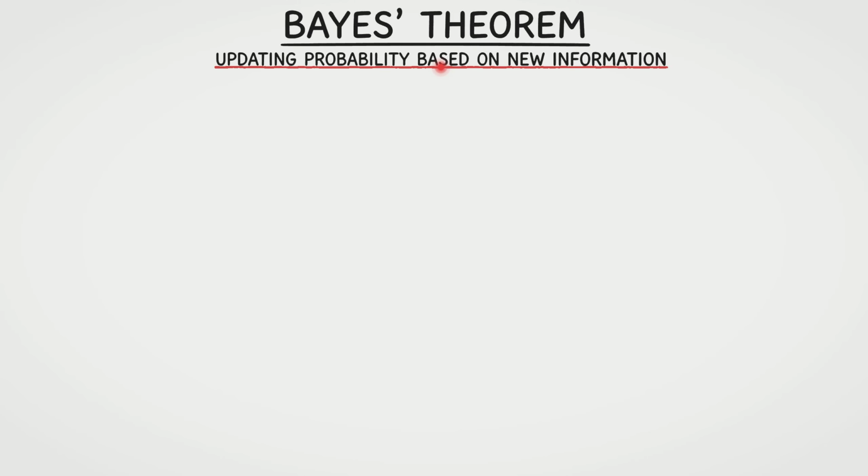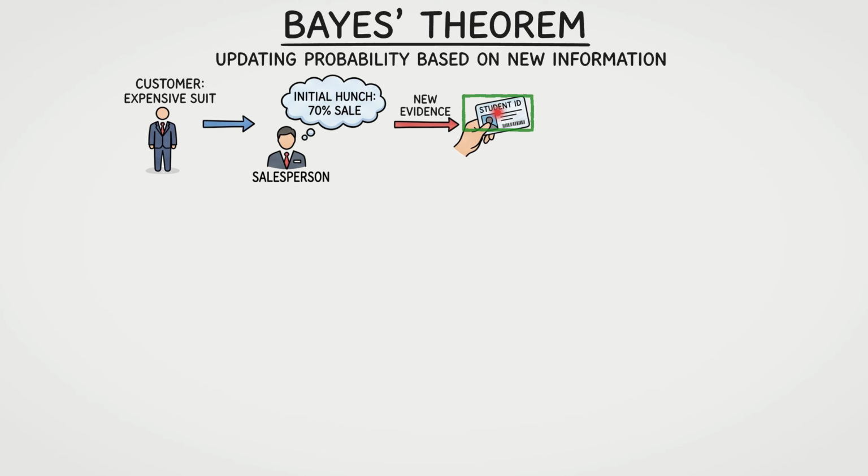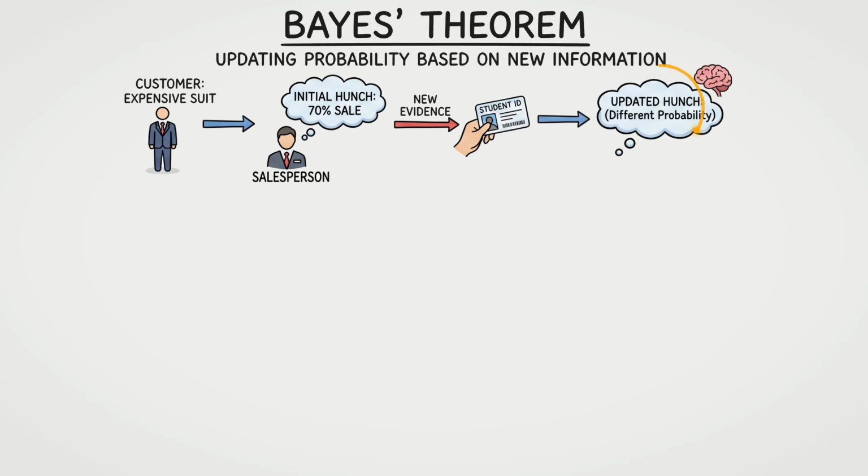Let's ground this with a simple scenario. Imagine you're a salesperson in a luxury showroom. A customer walks in wearing an expensive suit. Based entirely on this first impression, you form an initial hunch, maybe guessing there's a 70% chance of making a sale. But then, the customer pulls out their wallet and you see a student ID card. This new evidence completely changes the context. You immediately form an updated hunch with a vastly different probability.